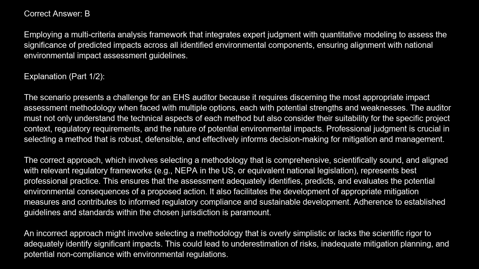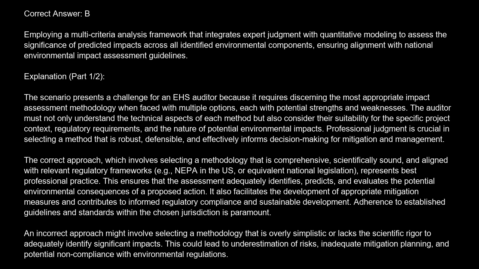Explanation. The scenario presents a challenge for an EHS auditor because it requires discerning the most appropriate impact assessment methodology when faced with multiple options, each with potential strengths and weaknesses. The auditor must not only understand the technical aspects of each method, but also consider their suitability for the specific project context, regulatory requirements, and the nature of potential environmental impacts. Professional judgment is crucial in selecting a method that is robust, defensible, and effectively informs decision-making for mitigation and management.